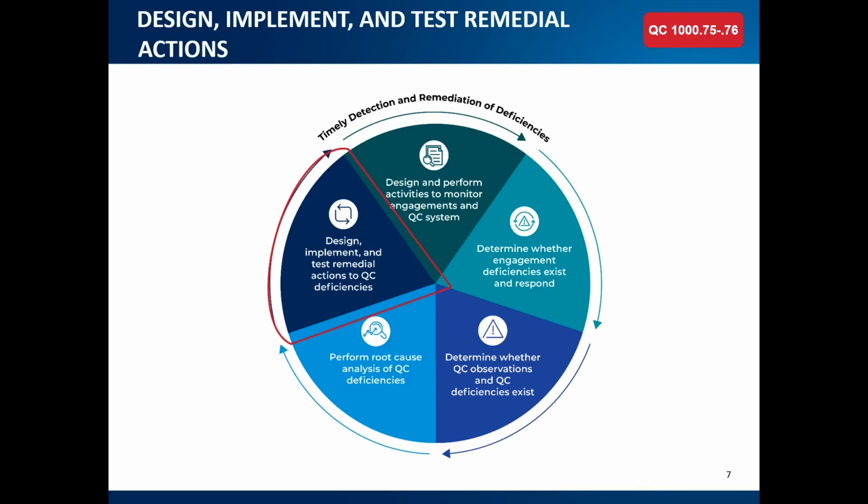So, remedial actions regarding QC deficiencies under QC 1000, as we'll discuss in this webinar, paragraphs 75 and 76 of QC 1000 describe QC 1000 requirements with respect to a firm's remediation of QC deficiencies. With respect to these requirements, the firm should consult QC 1000 and its related implementation guidance.